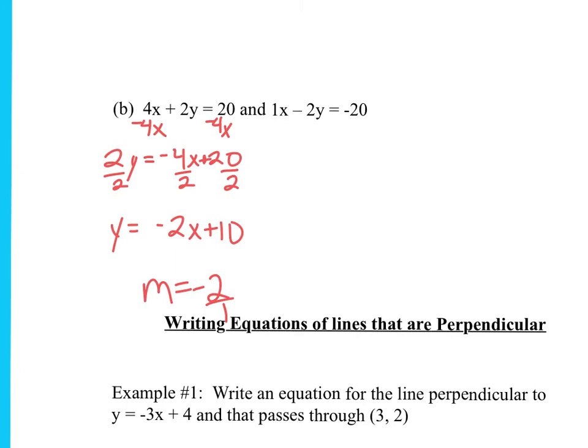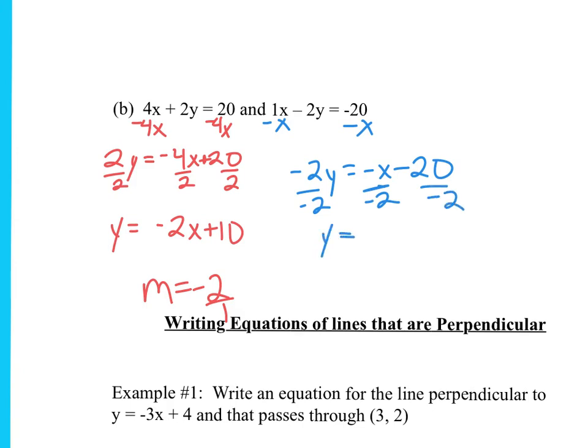Next one. Subtract the x. Negative 2y equals negative x minus 20. Now what? Divide by negative 2. Y equals negative 1/2 x plus 10. Careful. What's a negative over a negative do? Oh, so positive 1/2 x. And then negative 20 divided by negative 2, plus 10. What's the slope on that?